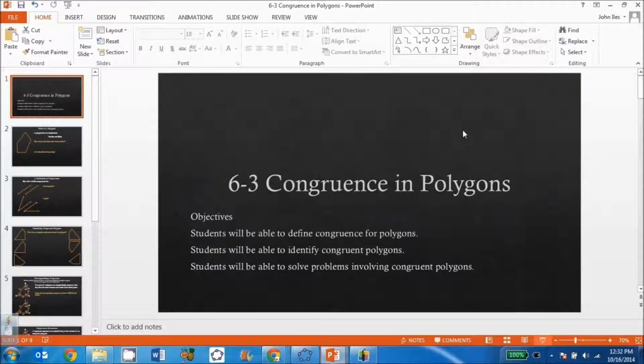Today we're going to be talking about Unit 6, Lesson 3, Congruence and Polygons. We're looking for three objectives. The first, to define what it means for polygons to be congruent. The second, to be able to identify congruent polygons. And third, to be able to solve problems that involve congruent polygons.